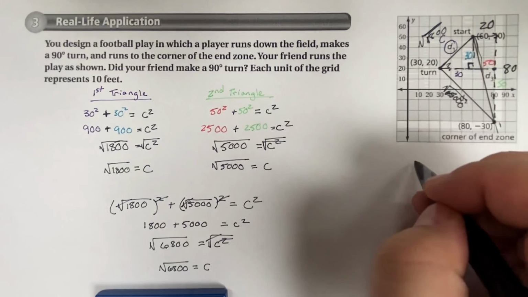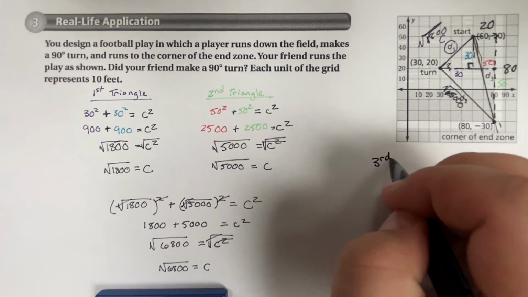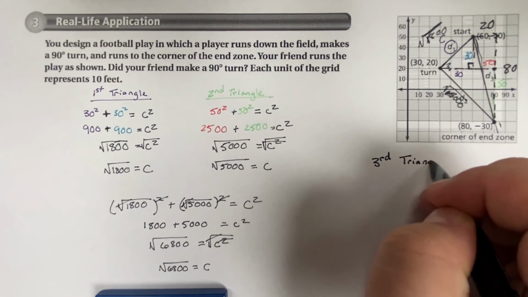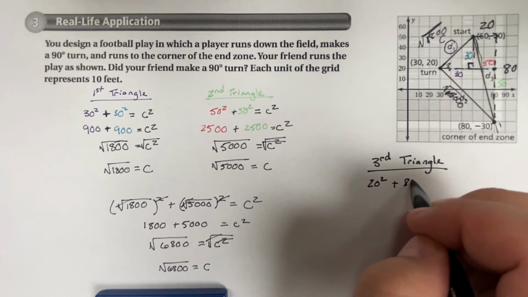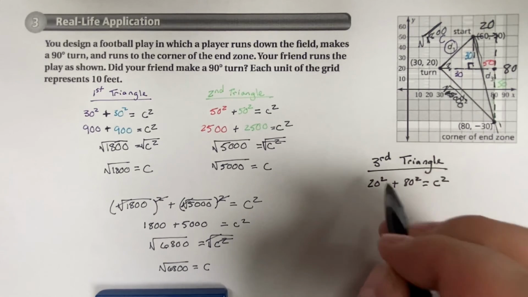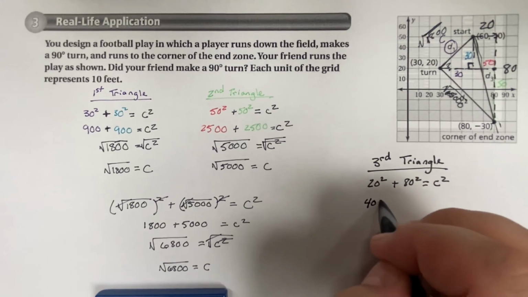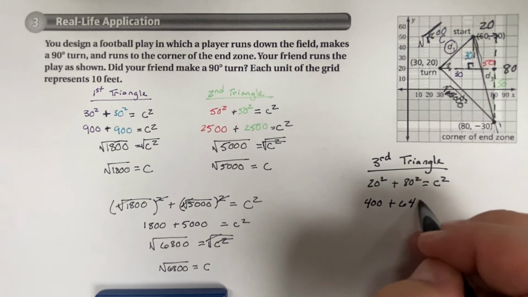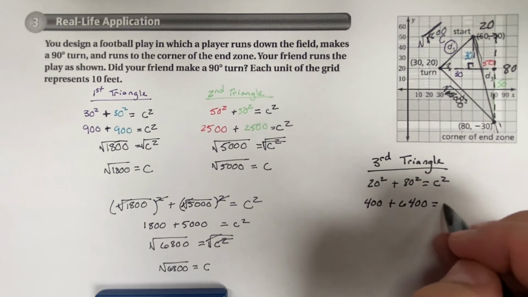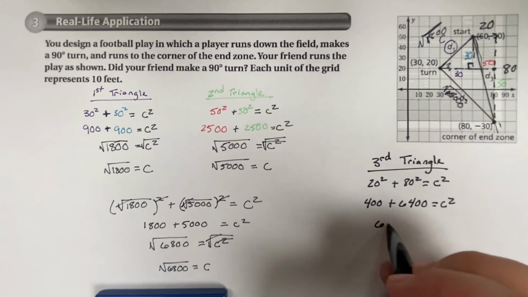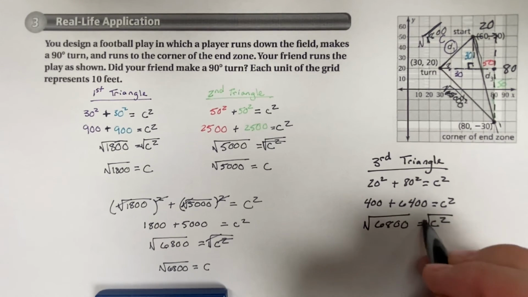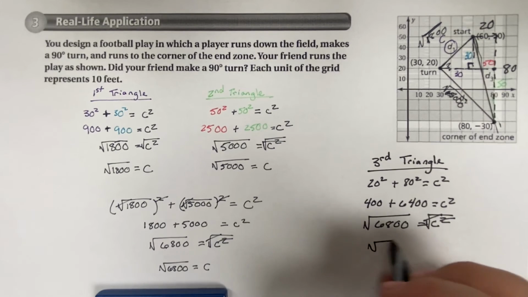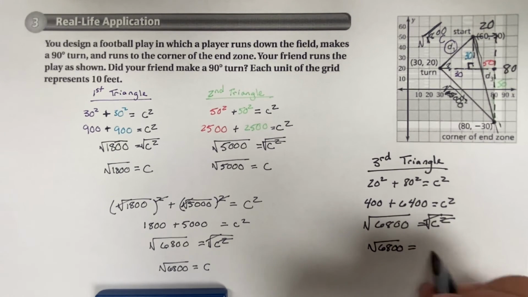So what we're looking at here is our third triangle is going to be 20 squared plus 80 squared equals C squared. 20 times 20 is 400 plus 80 times 80 is 6400 equals C squared. That's 6,800 equals C squared. And what I'm looking for here, so that cancels that, is the square root of 6,800 equals C.